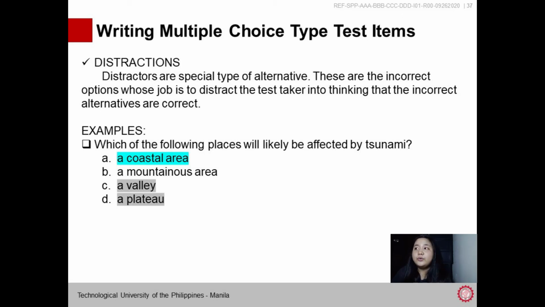Yung distractors, ito nga yung nagbibigay ng confusion sa isang student or sa isang test taker, di ba? Kapag in-internalize or ina-analyze ng isang student yung tanong, maguguluhan siya kasi parehas ba yung coastal area, parehas ba yung valley, or parehas ba yung plateau, di ba? Malilito siya kung pare-parehas ba yun. So iisipin niya kung ano talaga yung tamang sagot.